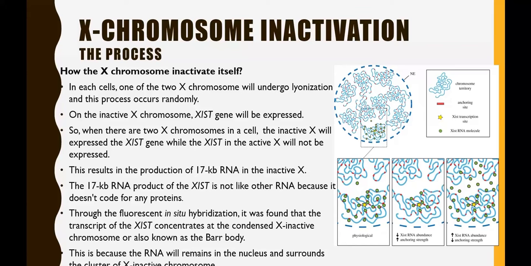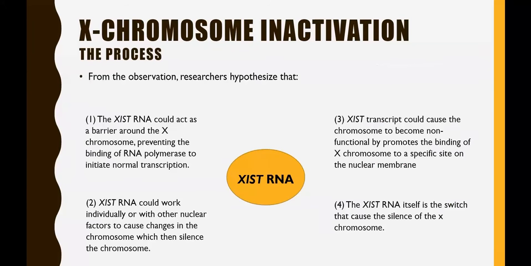Through fluorescent in situ hybridization, it was found that the transcript of XIST concentrates at the condensed inactive X chromosome, also known as the Barr body. As you can see here in this figure, this is because the RNA remains in the nucleus and surrounds the cluster of the inactive X chromosome. So from that observation, researchers hypothesized that the XIST RNA could act as a barrier around the X chromosome, preventing the binding of RNA polymerase to initiate normal transcription.